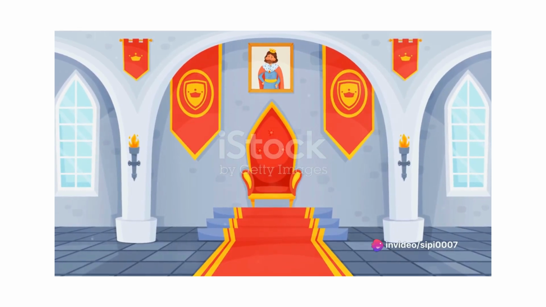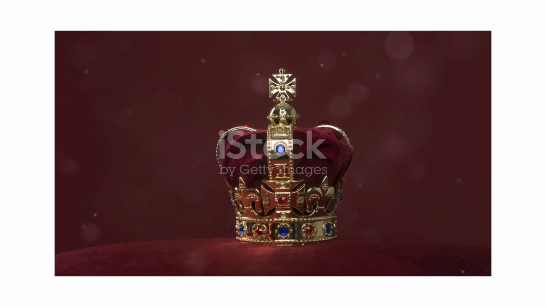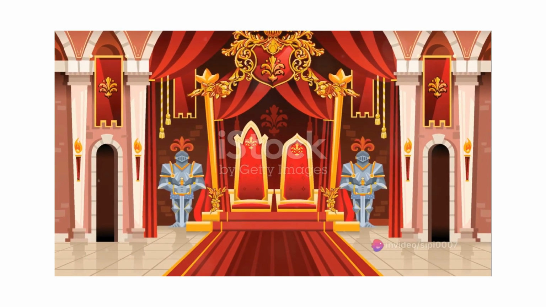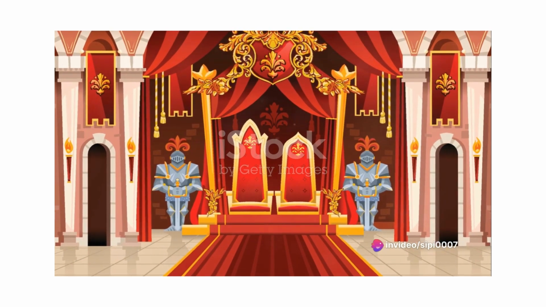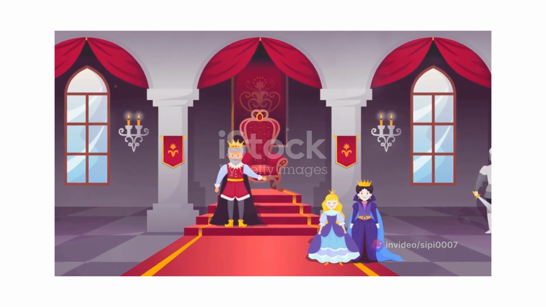A monarchy is a form of government in which the head of state is a monarch. Monarchs are typically hereditary rulers, meaning that they inherit their position from their parents. Monarchies can be either absolute or constitutional. In an absolute monarchy, the monarch has absolute power. In a constitutional monarchy, the monarch's powers are limited by a constitution.